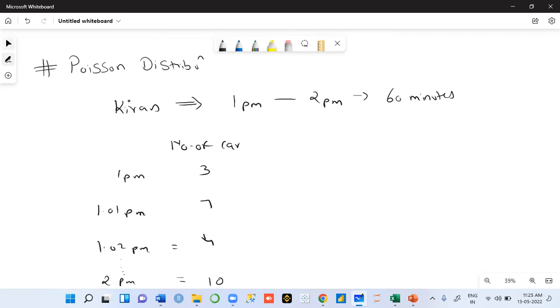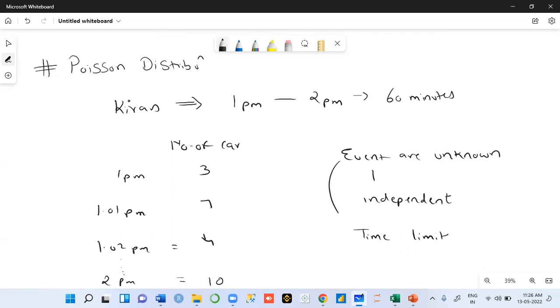Can I say every car that passes the signal is independent? And when she was standing at the junction, does she know how many cars are going to pass? Can we say events are unknown? Don't know how many cars are passing. Can I say every event is independent? Every car is independent? Clear, guys? Can we say we have given a time frame? So every event is time limited.